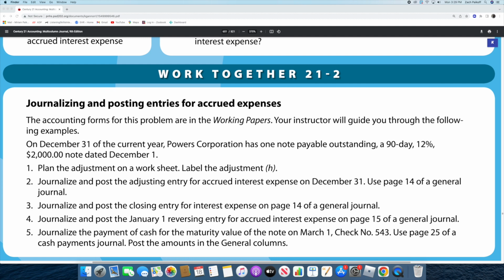for accrued expenses. So the instructions say the accounting forms for this problem are in the working papers. Your instructor will guide you through the following examples. On December 31st of the current year, Powers Corporation has one note payable that is outstanding, a 90-day, 12% $2,000 note dated December 1st. Number 1. Plan the adjustment on a worksheet and label the adjustment H.